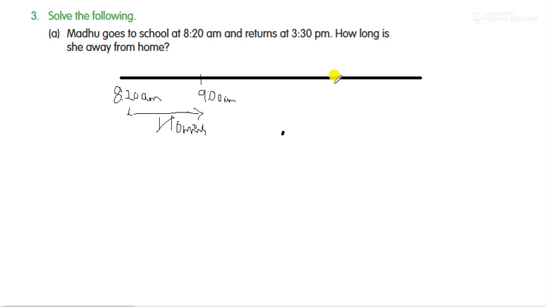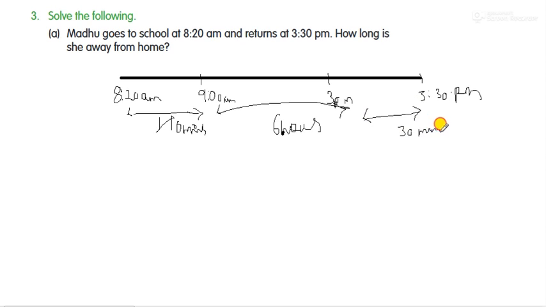Now 9 to 3 o'clock, 3 PM. Now count it in hours. 9 to 3 PM, what is the difference? 9 to 10, 10 to 11, 11 to 12, 12 to 1, 1 to 2, 2 to 3. So here the 6 hours difference. Now 3 to 3:30 PM. Now the difference of 3 and 3:30 is 30 minutes.